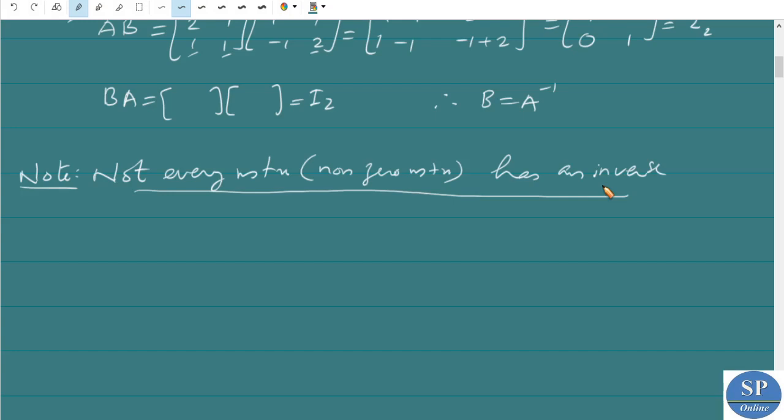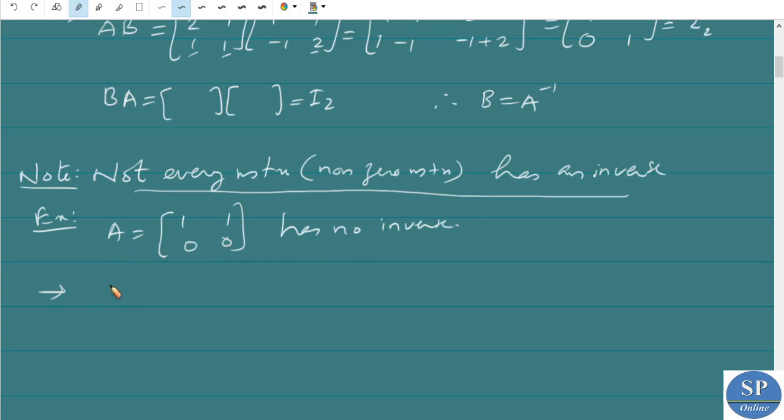For example, let A equal to the simple matrix 1 1 0 0. This matrix A has no inverse, or A is not invertible.